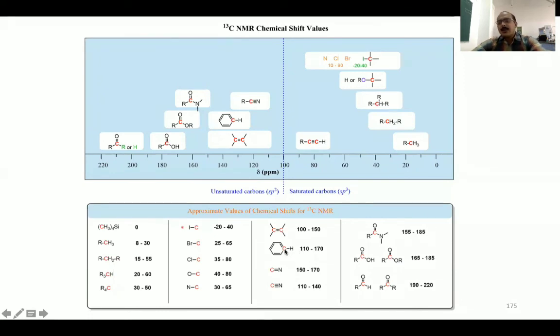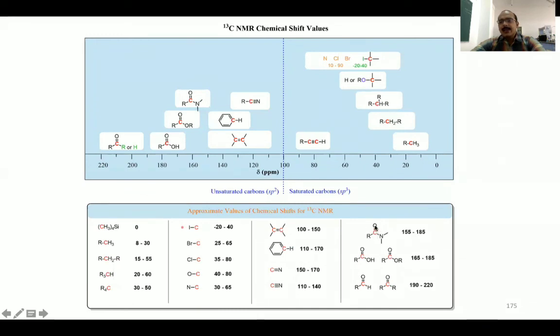So if it is aromatic carbon, then it will be 110 to 170. The range is very, very large because we have got electron donating groups and electron withdrawing groups. If there is any electron releasing group, then you will have smaller delta values for this. If there is any electron withdrawing group, then you will have larger delta for this. That we will see when we take up problems. And this is imine, C double bond N, 150 to 170. This is nitrile, 110 to 140.